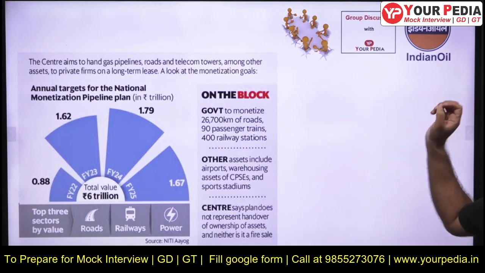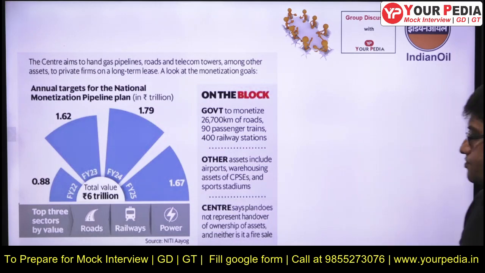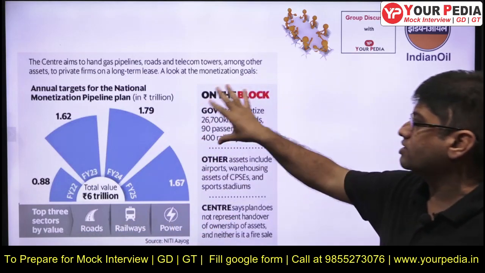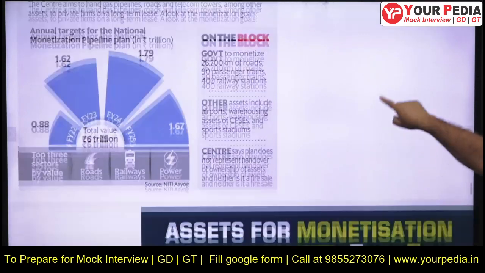Other assets are airports, warehousing, all these things. So the top 3 sectors are road, railway and power. These are the top 3 sectors.